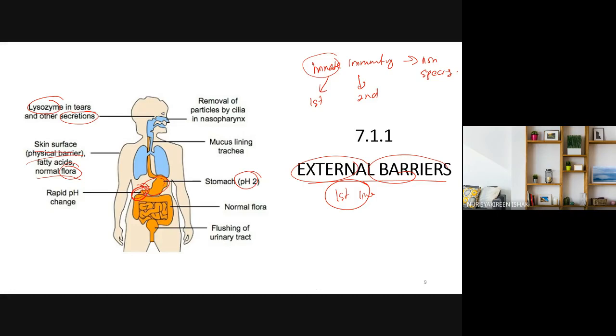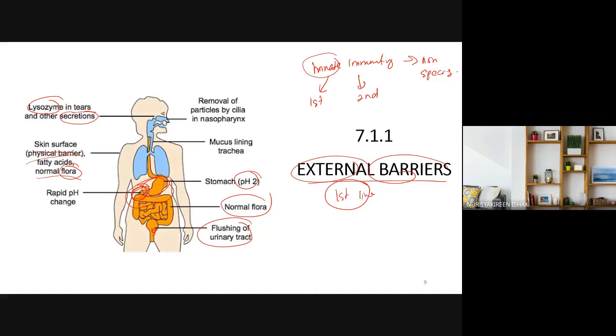So itu adalah contoh dia untuk external defense in the alimentary canal. So in the intestine juga akan ada normal flora, okay, the growth of gastrointestinal bacteria, okay. So flushing of urinary tract. So selalunya akan ada bacteria growth dekat bahagian reproductive system tu kan. So through urination, so this will provide a washing action also. Okay, dia akan provide a washing action also to wash off any possible growth of bacteria in that area.